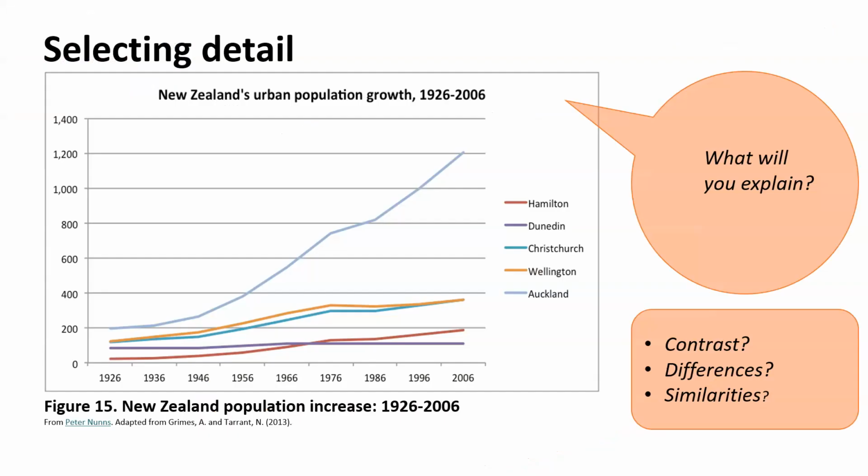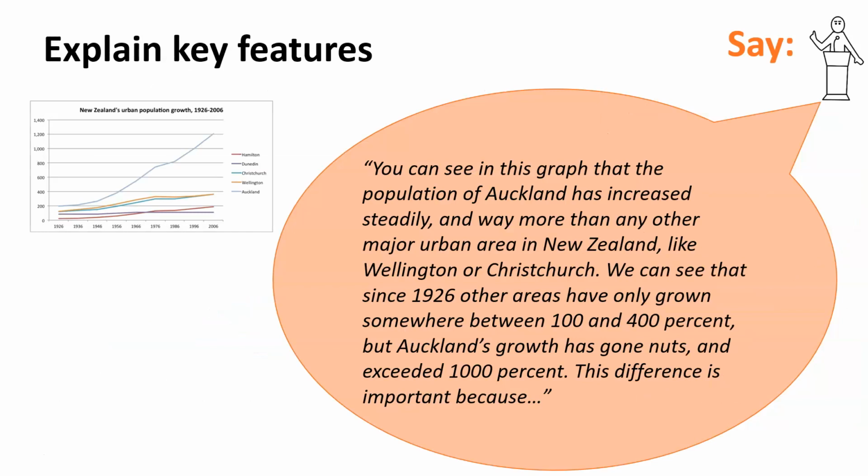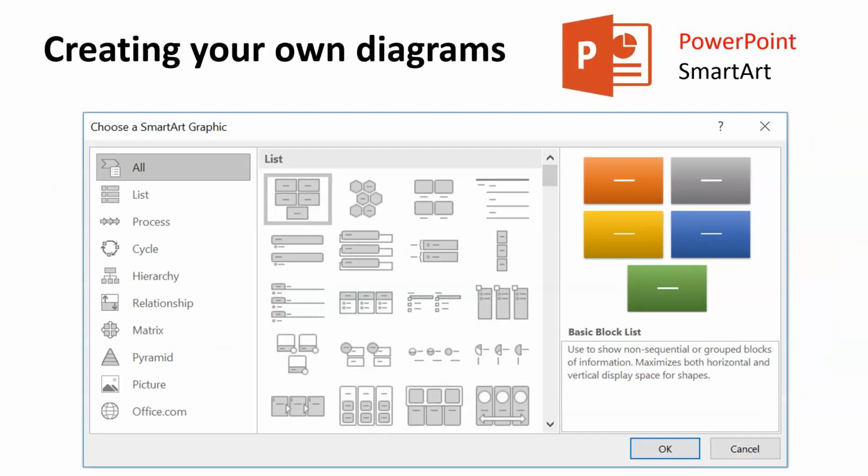If you're explaining an image with a lot of detail, perhaps select 2 or 3 contrasting elements, giving the main differences or similarities. Just explain the key features. You can create your own diagrams using smart art graphics in PowerPoint.